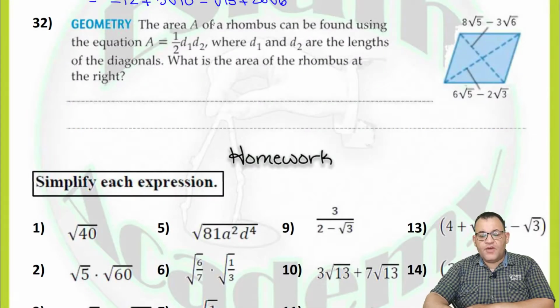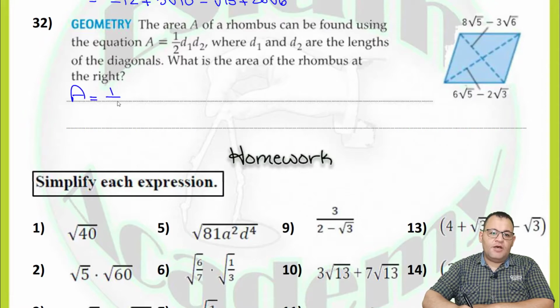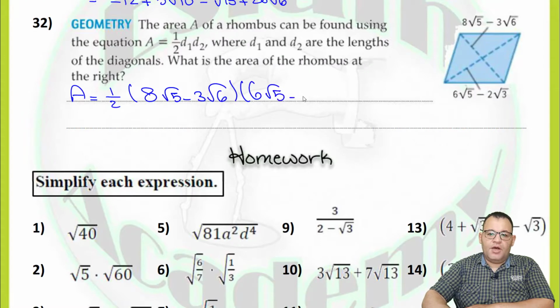In this problem, we need to find the area of the rhombus. As we know, the area of the rhombus is half times the product of its diagonals. So we can say that the area is equals half times the first diagonal, which equals 8 root 5 minus 3 root 6, times 6 root 5 minus 2 root 3. Leave 1 over 2 without any change. Now we have 8 times 6 equals 48. Root 5 times root 5 equals 5. 8 times negative 2 equals negative 16. Root 5 times root 3 equals root 15.